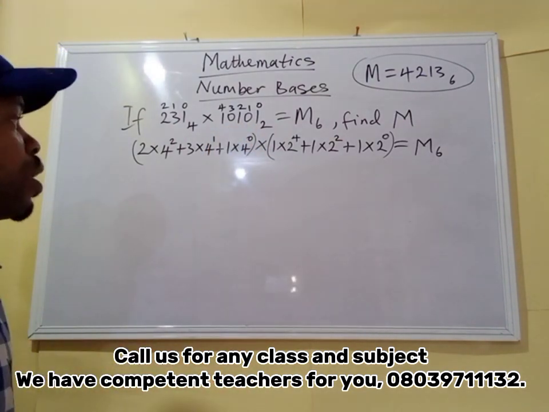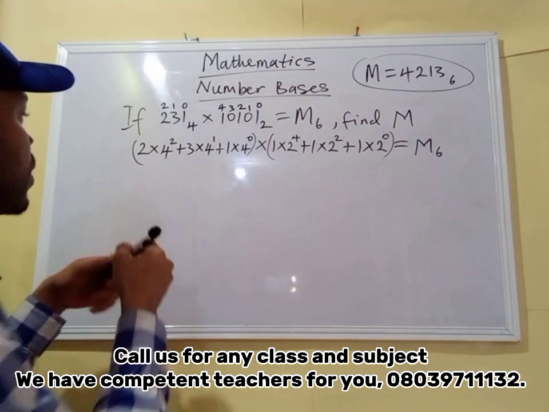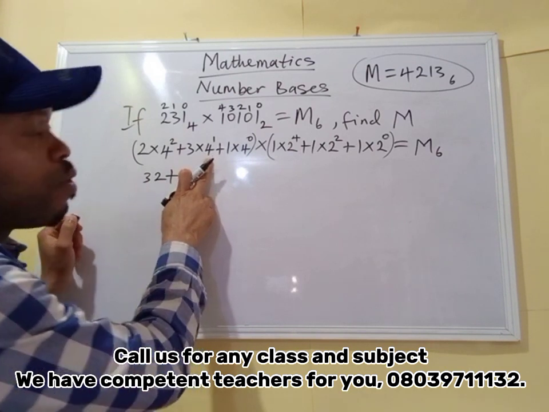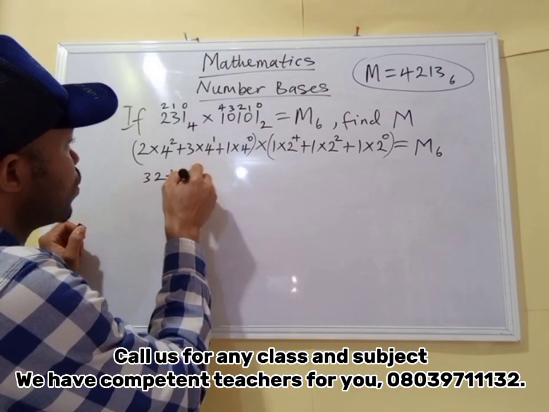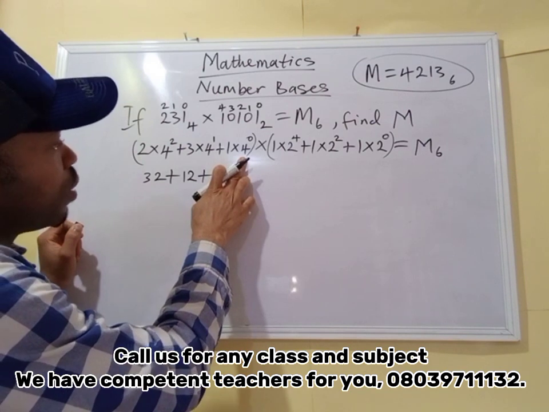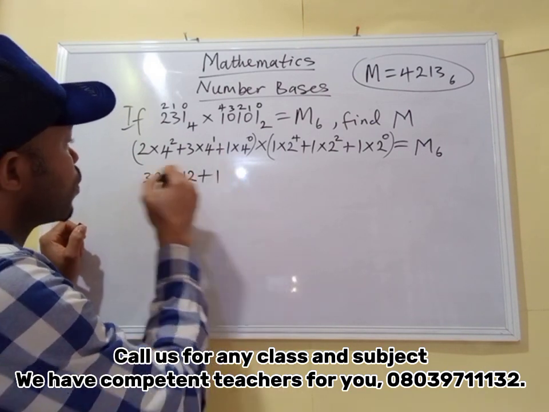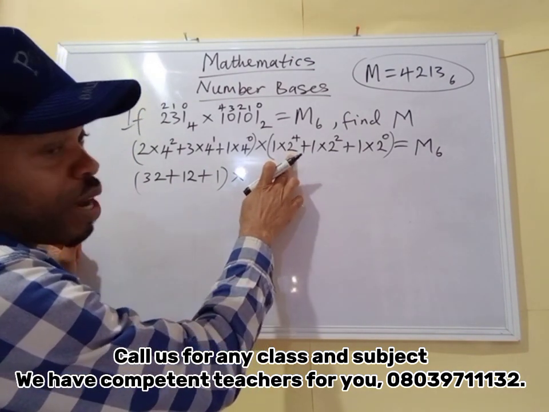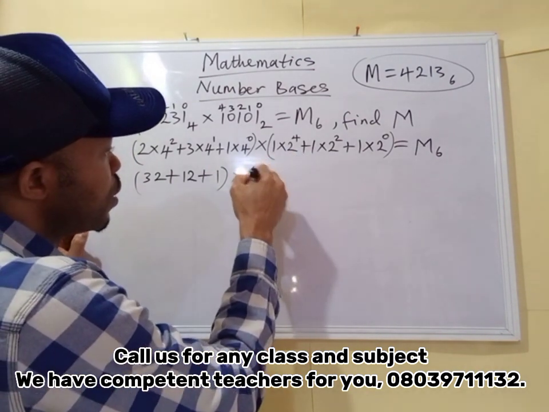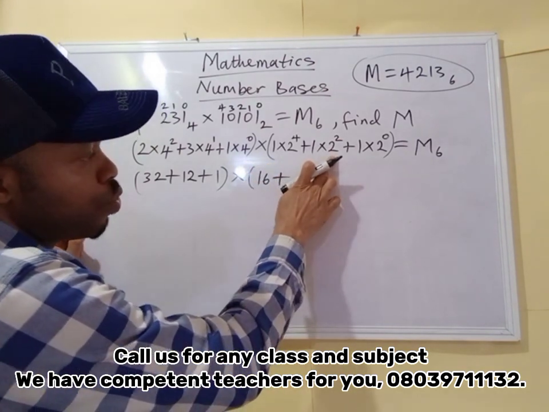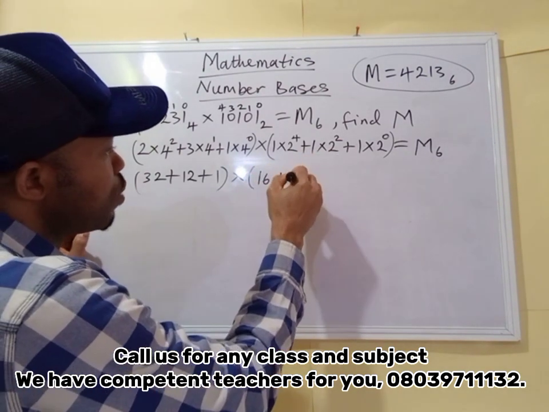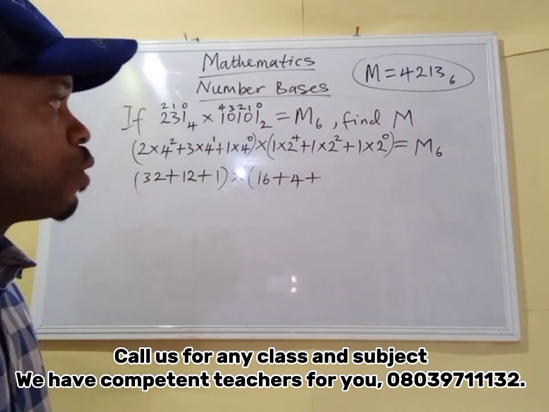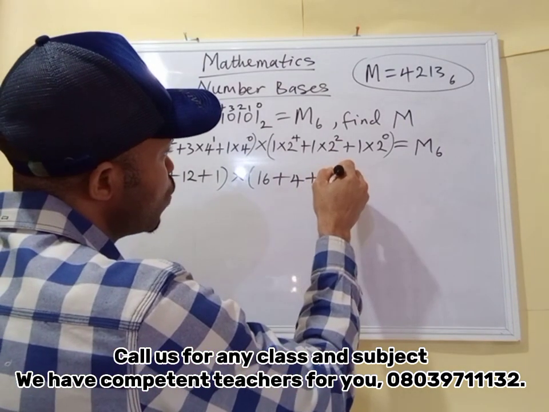So let's do the multiplication. 4 squared is 16. 16 times 2 is 32. Plus 4 to power 1 is still 4. 4 times 3 is 12. Plus 4 to power 0 is 1. 1 times 1 is 1. Then times 2 to power 4 is 16. Times 1 still 16. Plus 2 squared, 4. Times 1 still 4. Plus 2 to power 0, 1. Anything raised to power 0 is 1. So 1 times 1 there is 1.